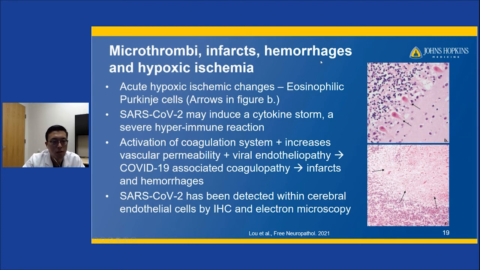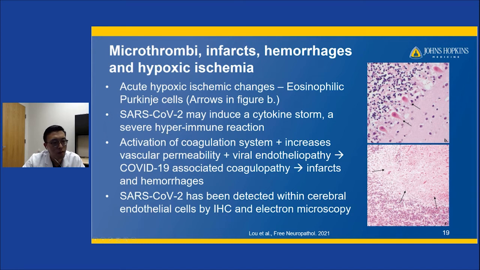As we know, strokes and hypoxic ischemic injuries are common in COVID-19 patients, because of hypoxic ischemic brain injury and also because of refractory hypoxia, especially with severe ARDS. You can see in the graph, it's not too interesting, but eosinophilic Purkinje cells in the top graph, and then this is a subacute infarct, and I believe this was a pituitary gland. So it just shows subacute infarcts here.